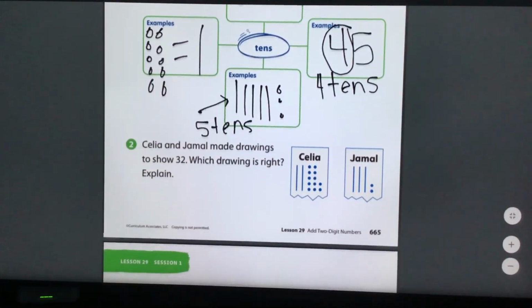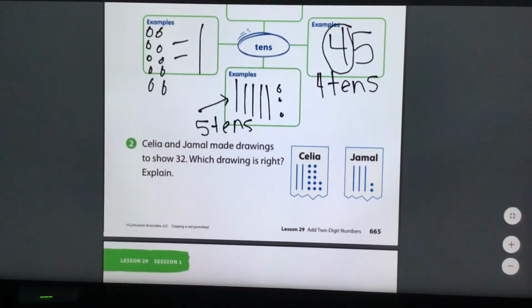Okay, let's look at number 2. Celia and Jamal made drawings to show 32. Which drawing is right? Explain. Okay, so here's Celia. She has 2 tens. They want to see who showed 32.